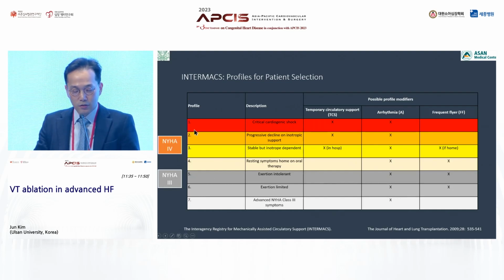But there is a wide spectrum of near functional class 3 or 4 heart failure patients. Near class 4 patients can be subclassified by INTERMACS profile from 1, critical cardiogenic shock and inotrope-dependent patients, to 4, resting symptoms and home on oral therapy. Functional class 3 can be subdivided into INTERMACS profiles 5 to 7, and generally electrophysiologists care for intermediate profile advanced, near class 3 symptoms without need for heart failure admission.